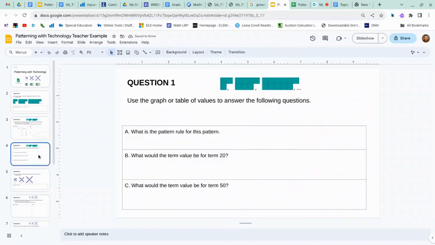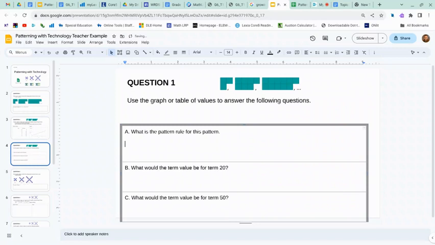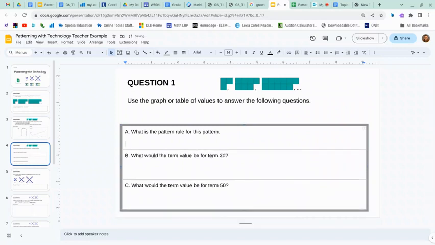Now, down here in the third part of question 1, it says use the graph or table of values to answer the following question. So now I'm asking, what is the pattern rule for this pattern? And we've already talked about that a few times. So this is where I would use my pattern rule statement for a growing pattern, especially one like this where we're adding by the same amount every time. That's called a linear pattern. And we're going to start at 3 and we're going to add 4 each time.